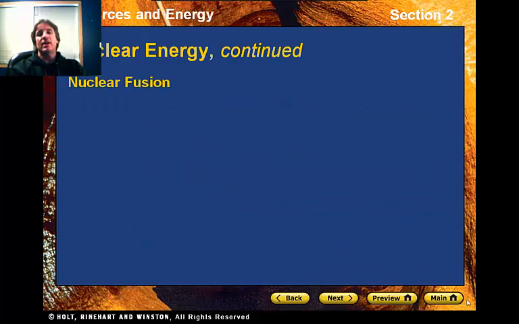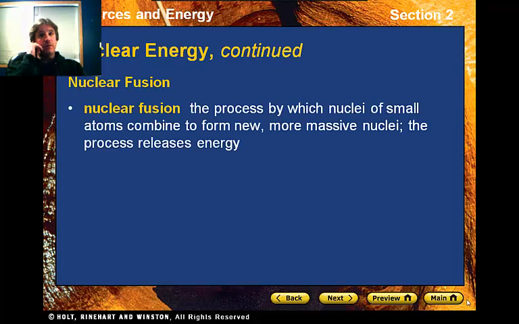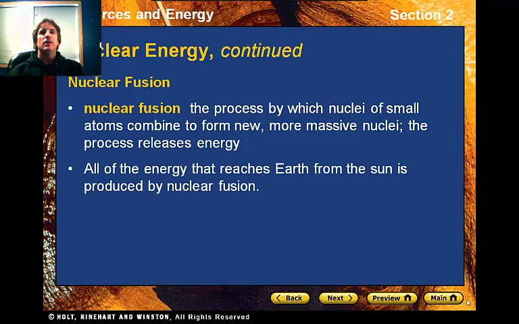Now, fusion is the exact opposite. In fission, you're splitting. So fissure, fission, splitting. Fusion, you're putting it together. You're fusing it together. So it's a process by which nuclei of small atoms combine to form new, more massive nuclei. As you put them together and they fuse, they release energy. All the energy that reaches Earth from the sun is produced by nuclear fusion. Our sun is a giant fusion nuclear reactor. You have hydrogen, and as they slam together because of all the heat, they fuse together and form helium, and that gives off more energy, which forms more heat.